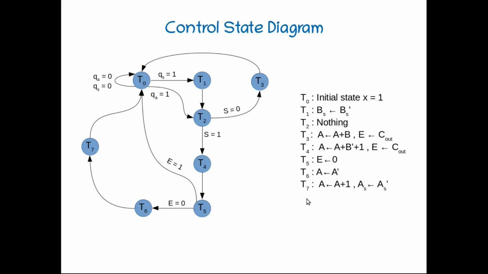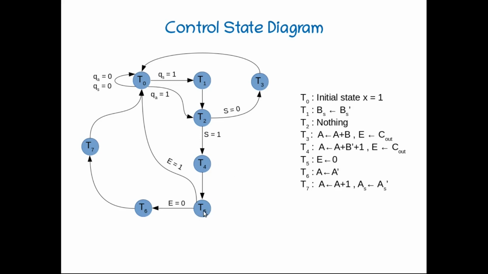How will this be possible? We can consider this first. From T4, what are the operations performed in T4? A is equal to A plus B bar plus 1 and E is equal to C out. These operations will be performed only during the next clock cycle. So during the next clock cycle these operations will be performed, and the state will now be T5.